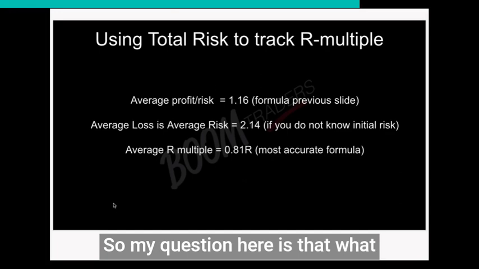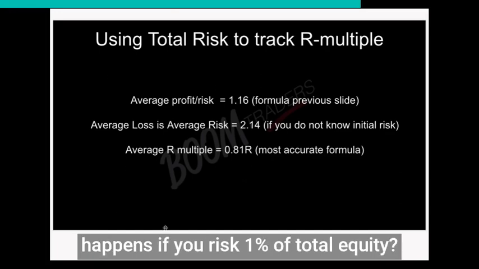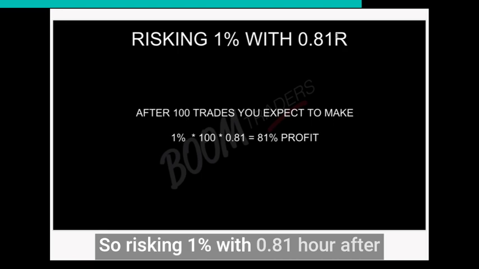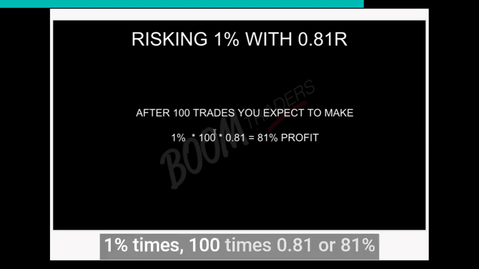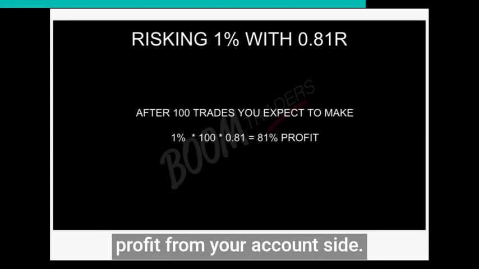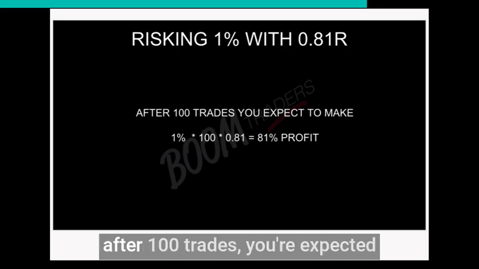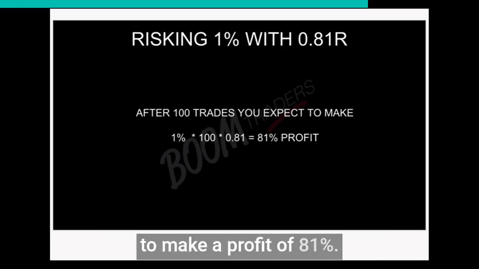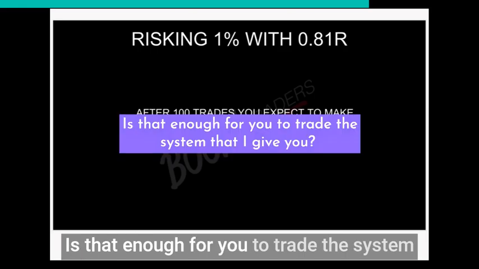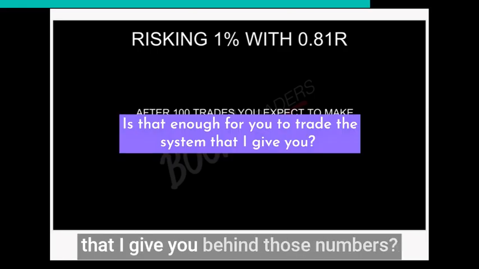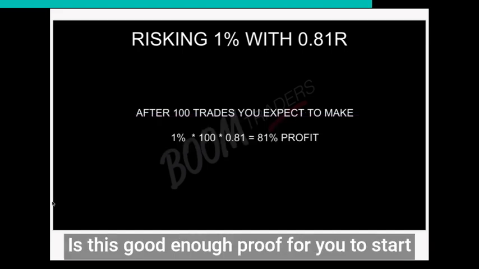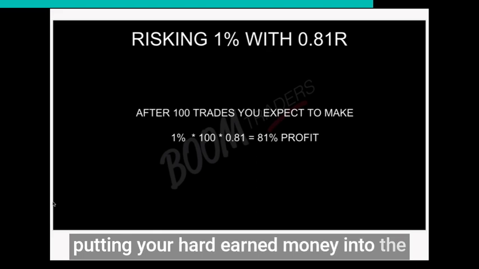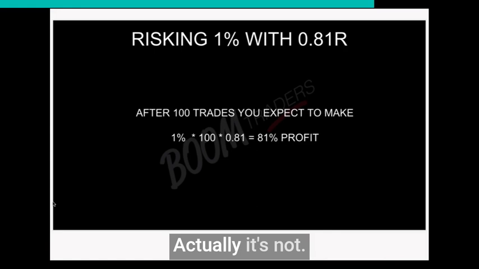So my question here is, what happens if you risk 1% of total equity? Risking 1% with 0.81 R, after 100 trades, you can expect to make 1% times 100 times 0.81, or 81% profit on your account. So if I tell you that on average, after 100 trades, you're expected to make a profit of 81%, is that enough for you to trade the system that I give you behind those numbers? Now think about that. Is this good enough proof for you to start putting your hard-earned money into the trading system that we recommend? Actually, it's not.